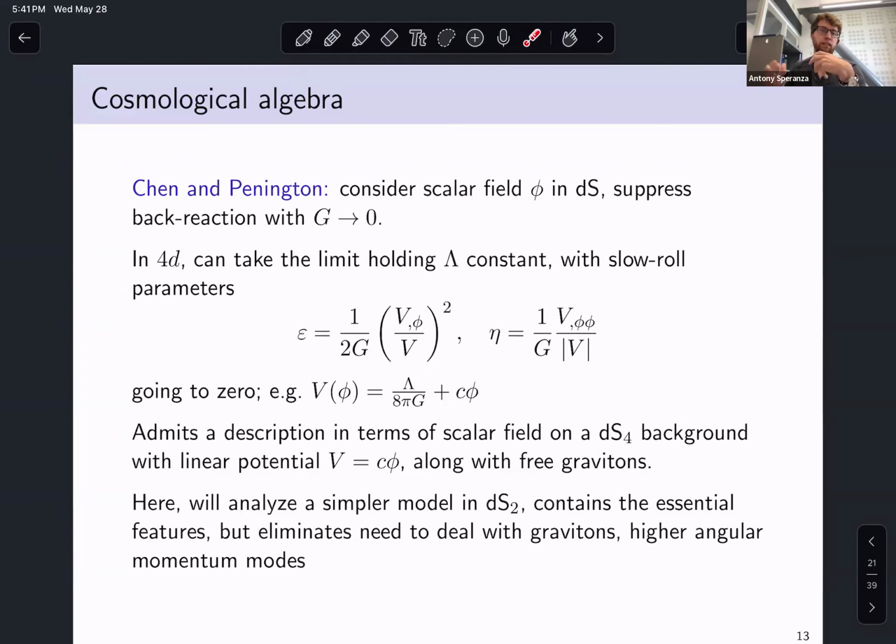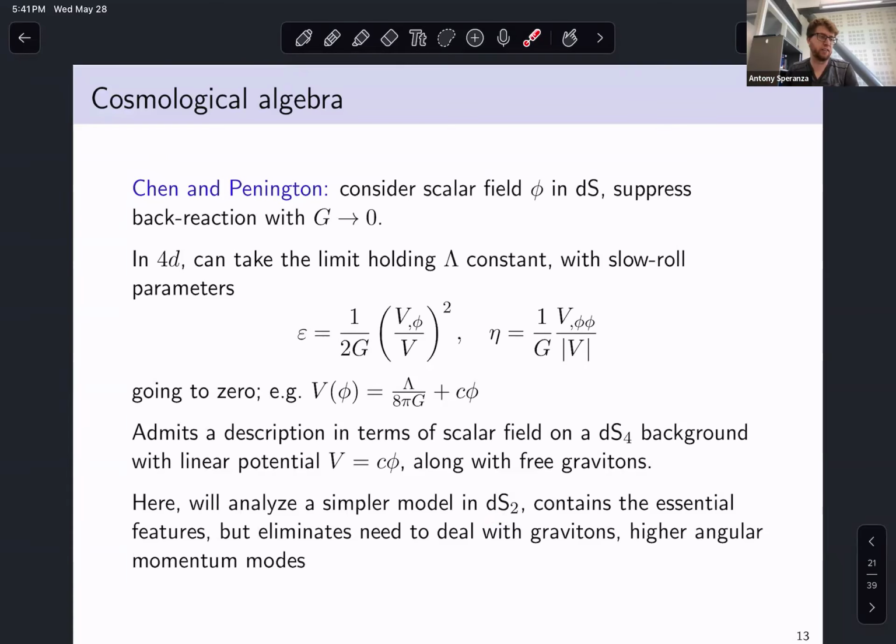So you can take a limit where you freeze the geometry to be exactly de Sitter. You have a scalar field living in de Sitter, and it sees this exactly linear potential. And additionally, you have these free gravitons in this model. For this talk, I wanted to analyze an even simpler model, because it has the same effect that we're going for, which is this existence of a trace. And the simplification is just to work in 2D de Sitter.